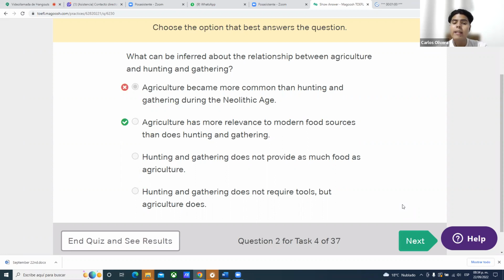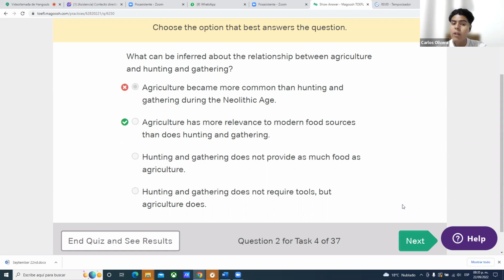Because you have a justification in the lecture in order to infer this. And what is that justification? Remember that in order to respond to these questions correctly, you always need a textual justification that gives you the authority to say, well, I can infer this logically. The correct response here is this one, because at the end of the passage, the professor expresses, as you can see, agriculture has shaped human civilization and has made it what it is today. So because of that information, it is possible to infer that it has more relevance to modern food sources than does hunting and gathering, because hunting and gathering have not influenced human life as it is nowadays as agriculture has. Hunting and gathering does not provide as much food as agriculture.